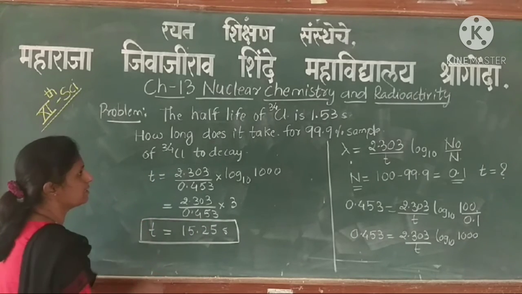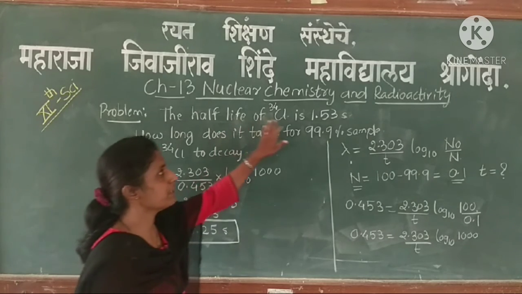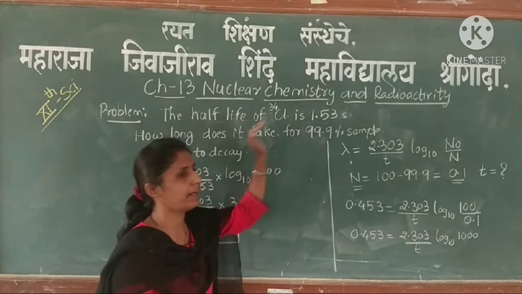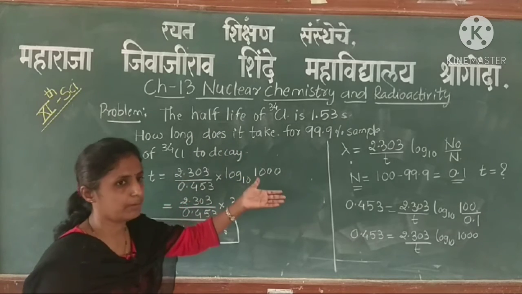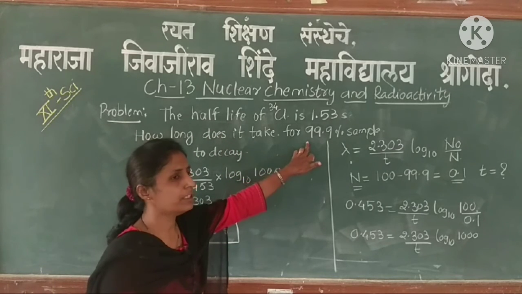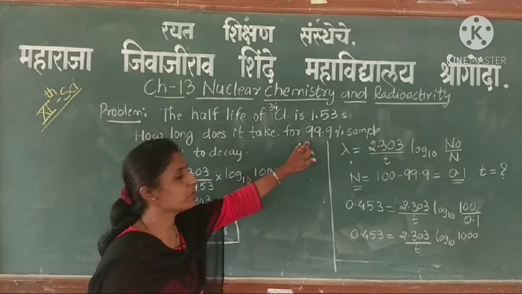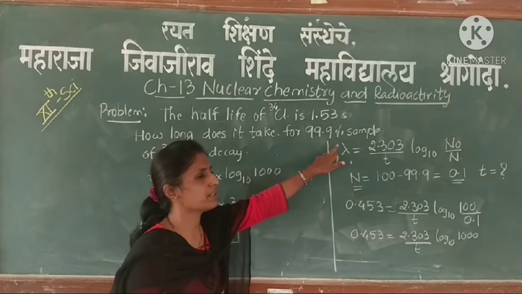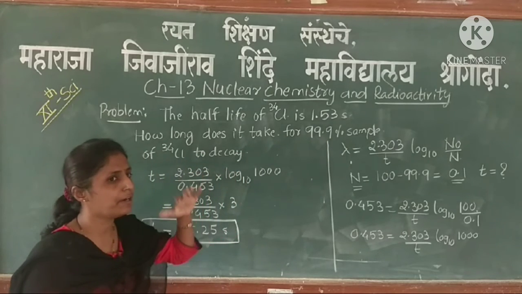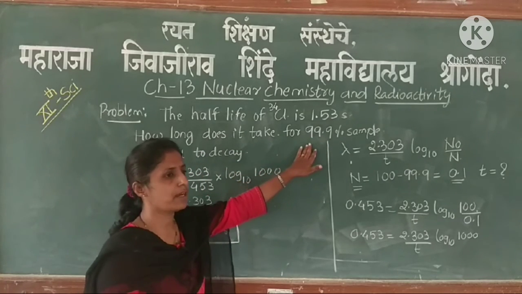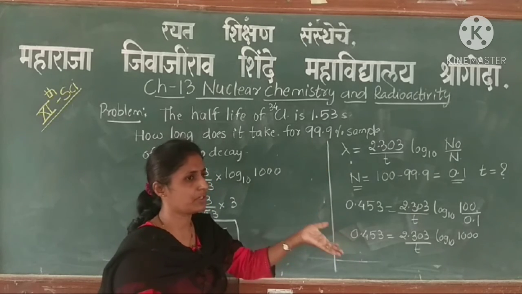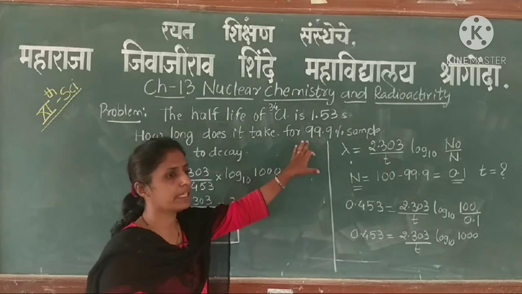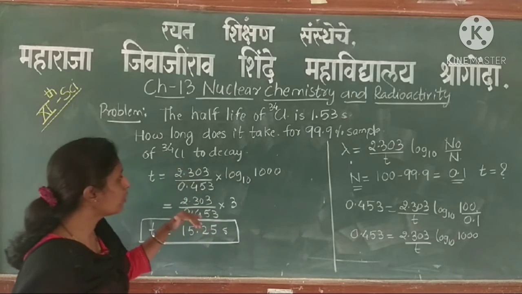So what is this t? Remember, t half is given. T half is 1.53 seconds. And what is asked in the question? It is asked what will be the time required for the sample to reduce to 99.9%. That means your sample is 100%. How much should it reduce, or how much should it decay? 99.9% should decay. So how much time does it take to decay that percent? That you have to calculate.